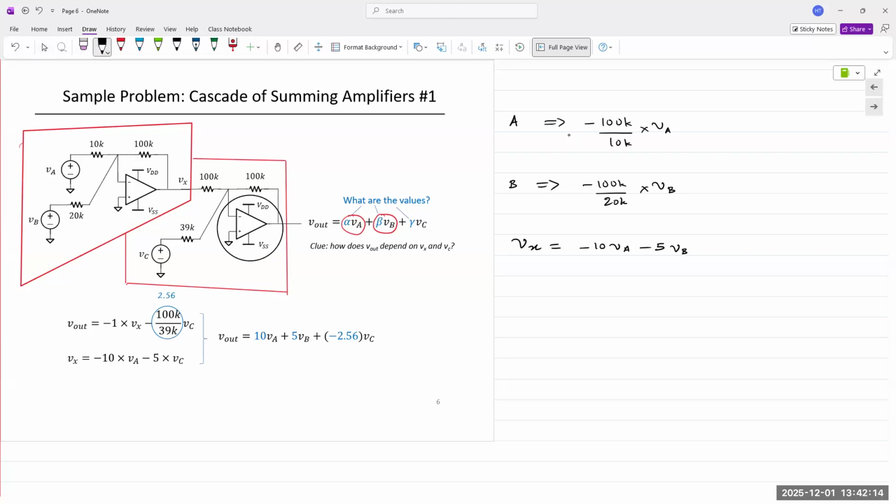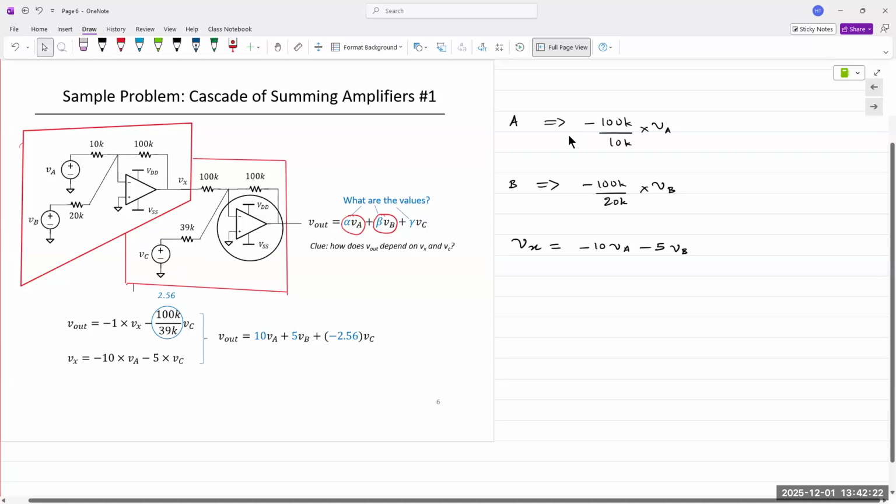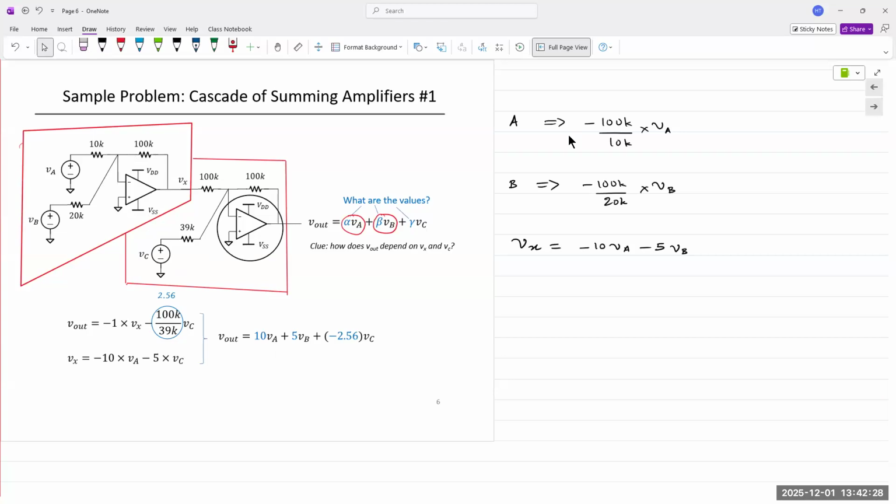Oh, because that is only going through one amplifier. So VC is simply going to that second inverting amplifier, so it just gets inverted once.